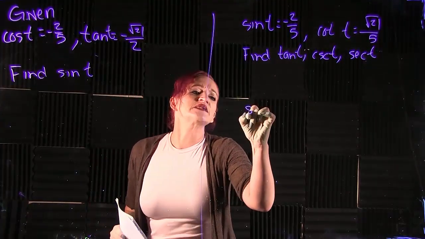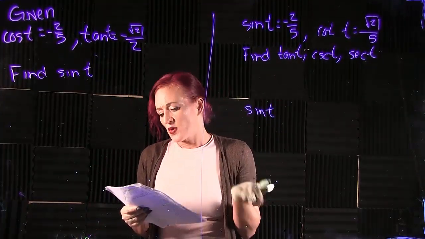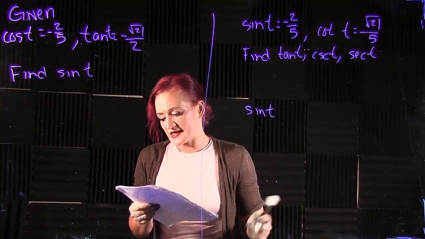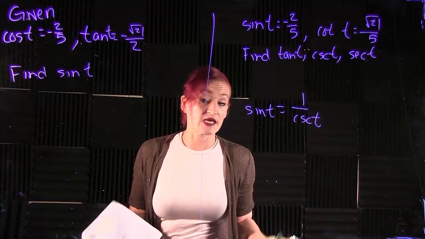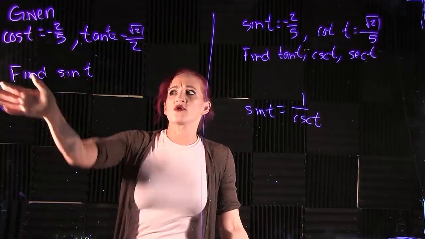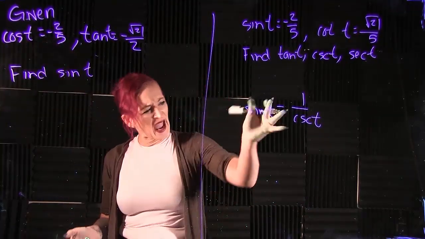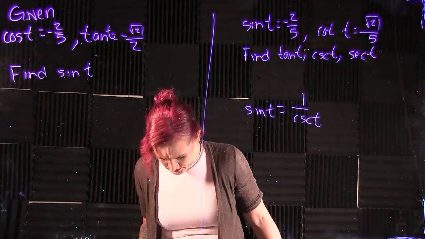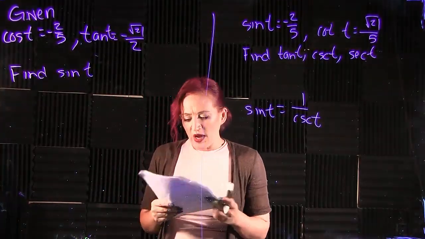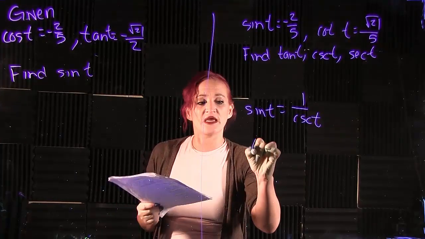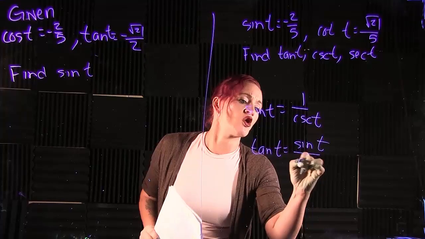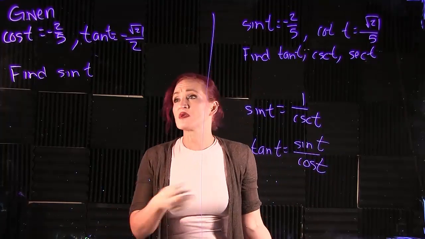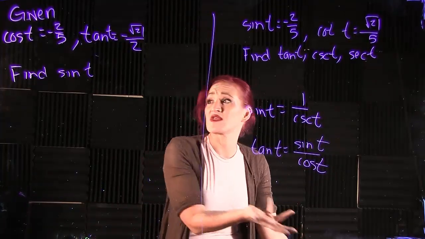Because if we take a look at some trig identities, if we look at the reciprocal identities, we're told that sine t is equal to 1 over cosecant t. But we are not given cosecant t, so we can't just plug into this one. We also have some quotient identities that tell us that tangent t is equal to sine t over cosine t. So let's see if we have enough information to plug into that one.